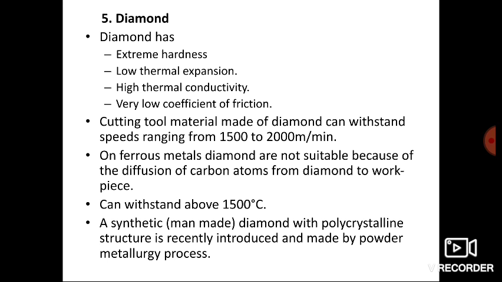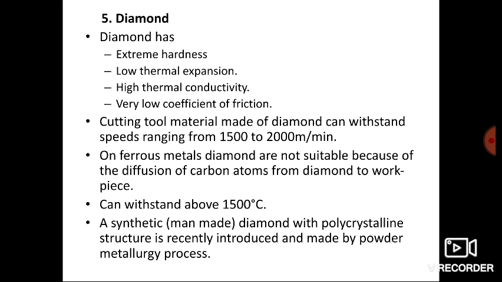And the last material is diamond. Even cutting tools are made of diamond, which are very costly. It has extreme hardness, low thermal expansion, high thermal conductivity and very low coefficient of friction. These are very important properties of diamond.